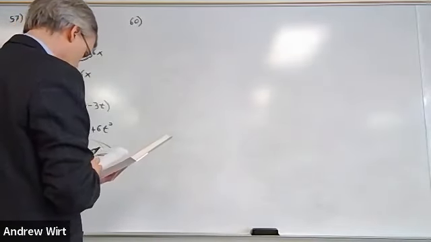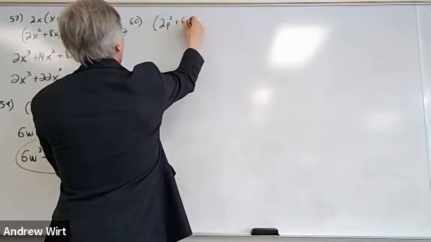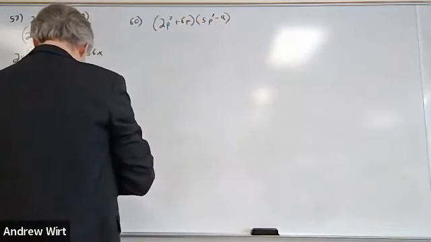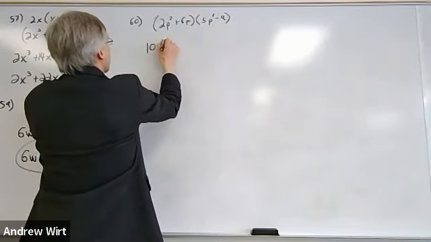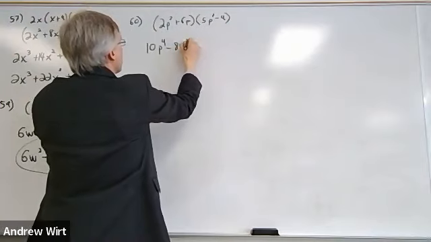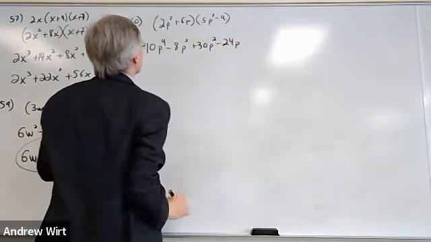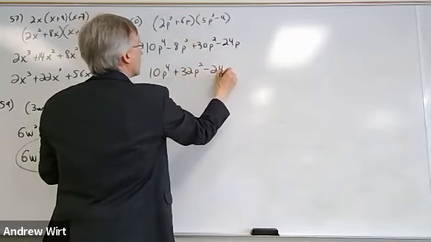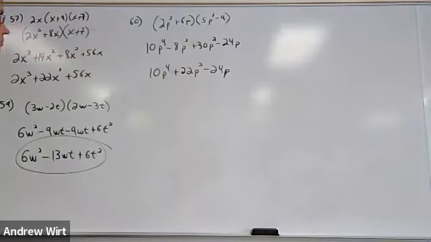Next up, number 60. All right, FOIL. First, it is 10p to the fourth power, outside minus 8p squared, inside plus 30p squared, and last, minus 24p. And we'll combine those two middle terms. There we go. 10 to the fourth plus 22p squared minus 24p.